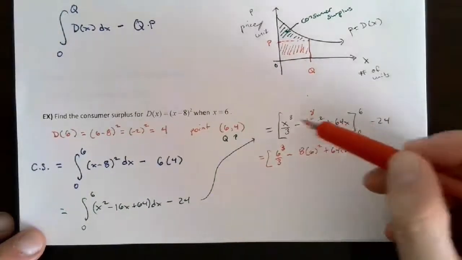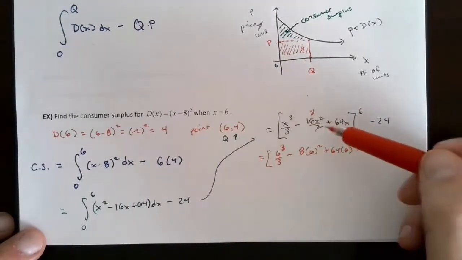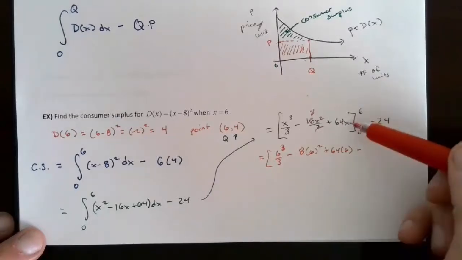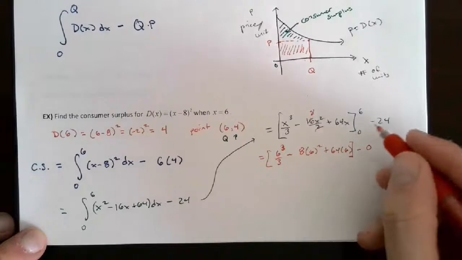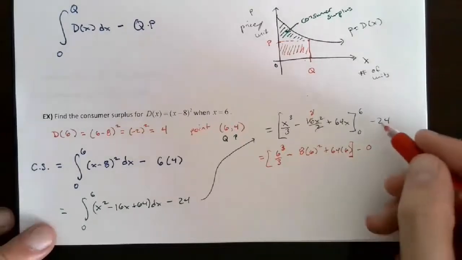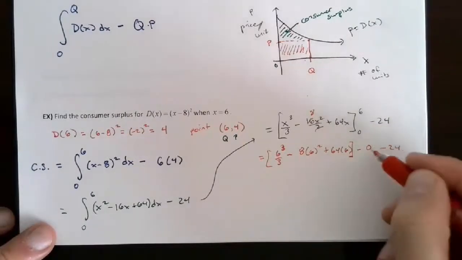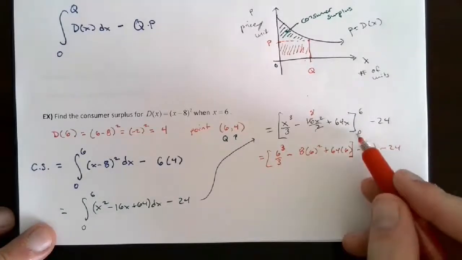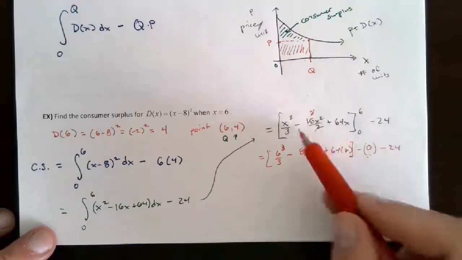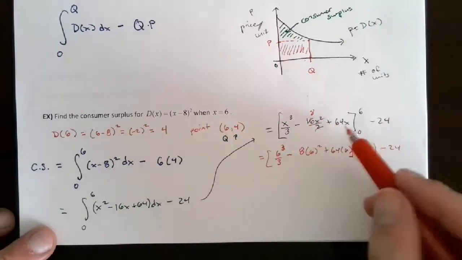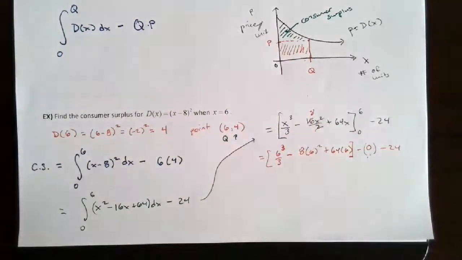Well, 0 cubed is 0, minus 0 squared is 0, plus 64 times 0 is 0. So this will all be 0. So I'm just going to put minus 0 here, and then minus the 24. This minus 0 is just me substituting the lower limit. Make sure you do check that to make sure it does come out to 0. Remember, if there's any exponentials in here, this doesn't all cancel out. In this case, it does.